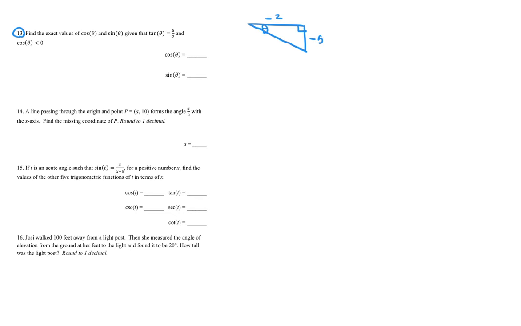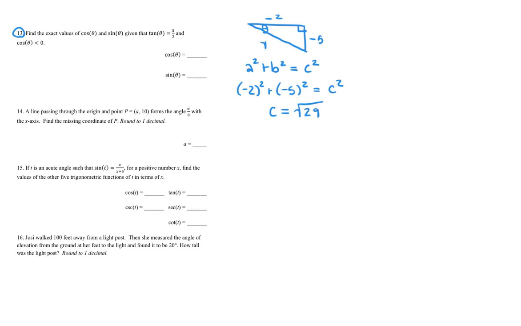Okay, perfect. So now we need to find cosine of theta and sine of theta, and to do that I'm going to need the hypotenuse. So how can I find the hypotenuse of a right triangle? Well, it's just going to be the square root of my distances squared and added together. That comes from a squared plus b squared equals c squared. So c squared better equal -2 squared plus -5 squared. So c is going to be equal to the square root of 29, 25 plus 4.